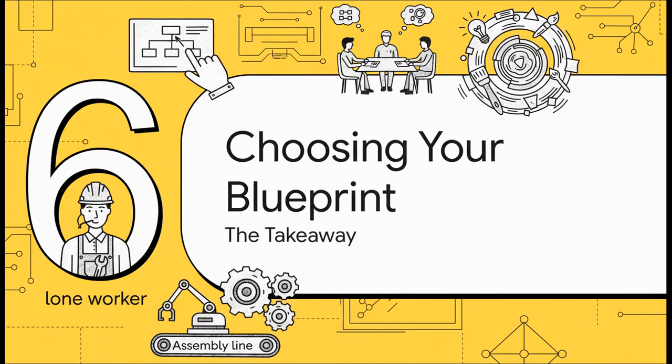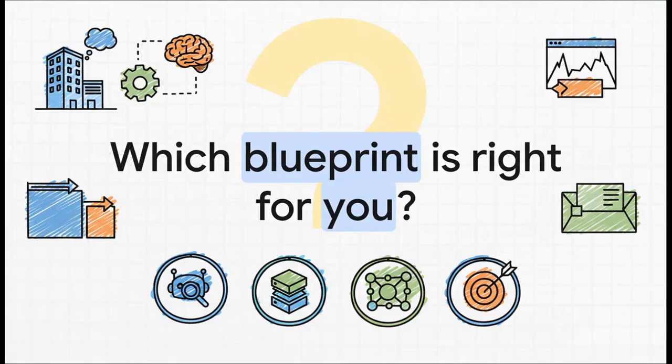All right, so we've looked at the lone worker, the assembly line, the management team, the creative workshop, and the human supervisor. That's a lot of options. So the big question is, how on earth do you choose the right blueprint for your project? Well, how do you pick? It really all boils down to asking yourself a few key questions about what you're trying to accomplish. According to the source material, your whole decision should really hang on 4 main criteria.